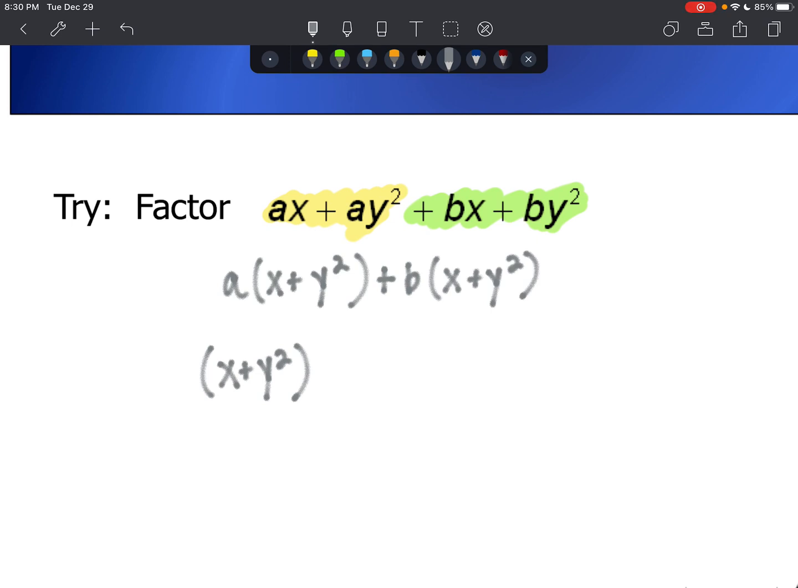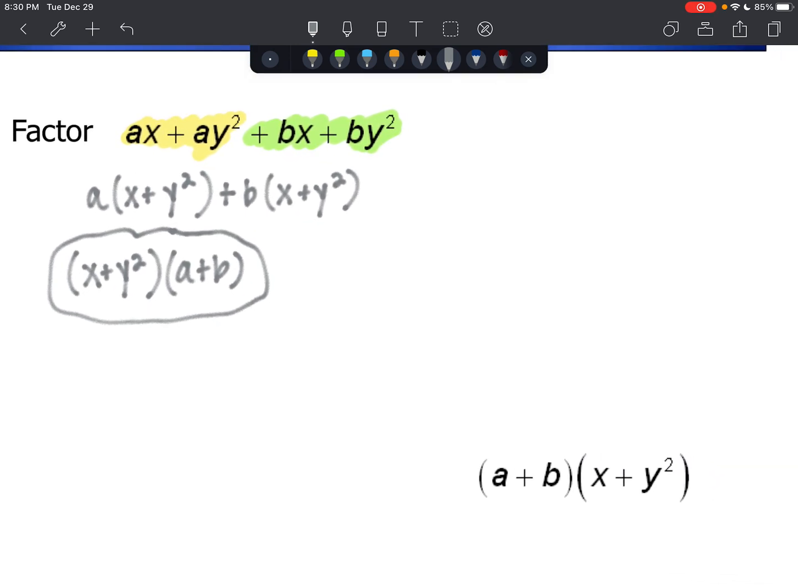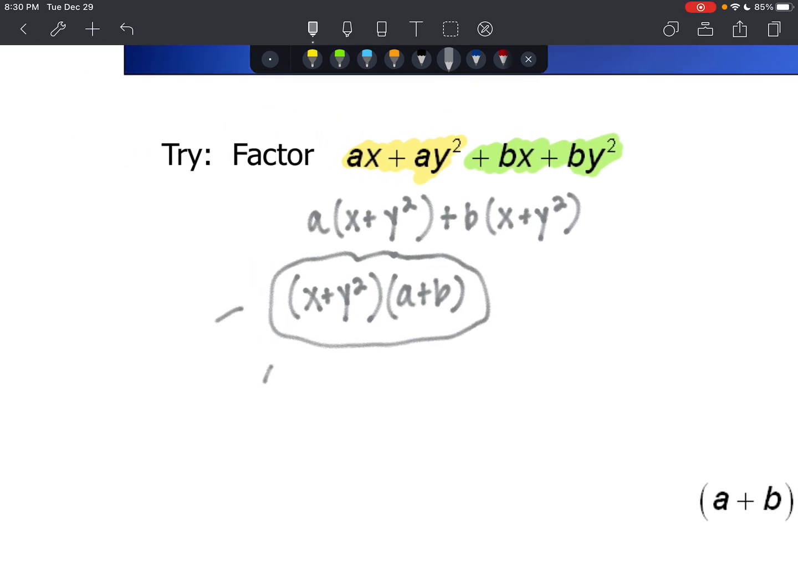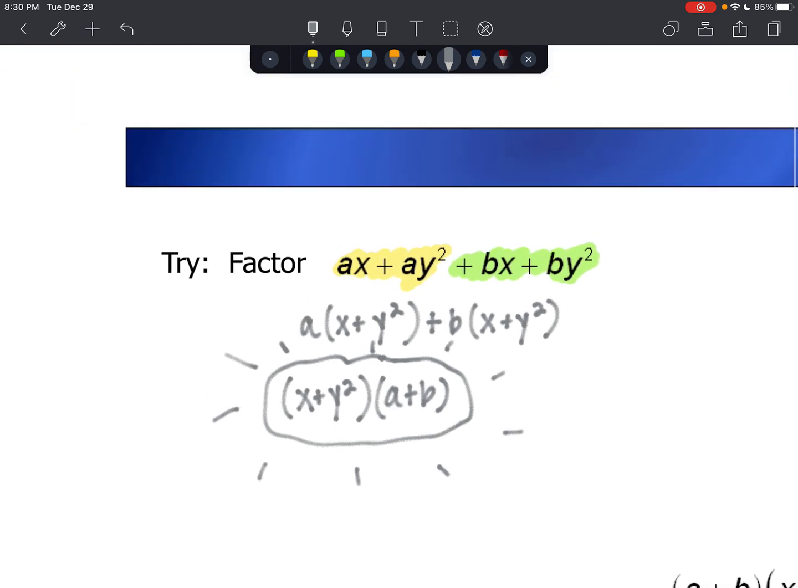So if you do this properly, x plus y squared is going to be first in your work and in your answer, because you see that you're factoring that out, and then what you're left behind with is a plus b. Now, if you have a plus b times x plus y squared, you're seeing it a little bit differently. This is how you should see it. Look at that. This is how you should see it. Okay. This is still a correct answer. Still correct. But you're seeing it not the way that I'm hoping that you'll see it.